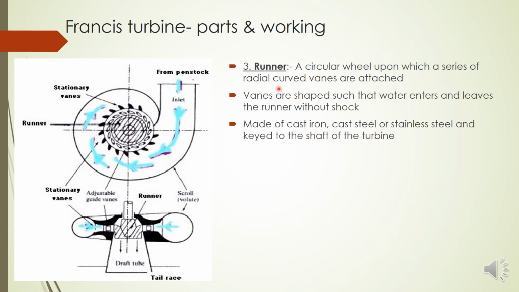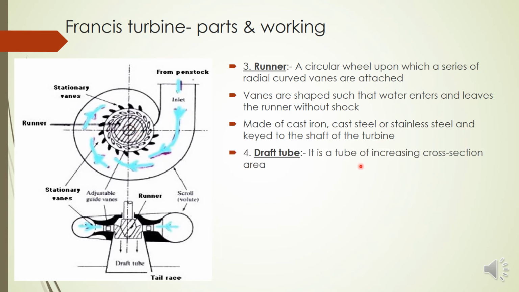And this runner will be keyed to the shaft, and this shaft will be our power production, where we will be producing power and giving it to the generator. So this central one is our turbine shaft. The runner will be attached to that shaft.